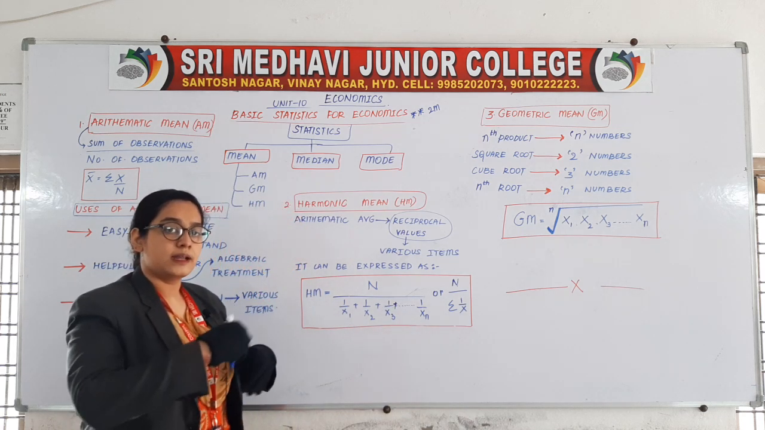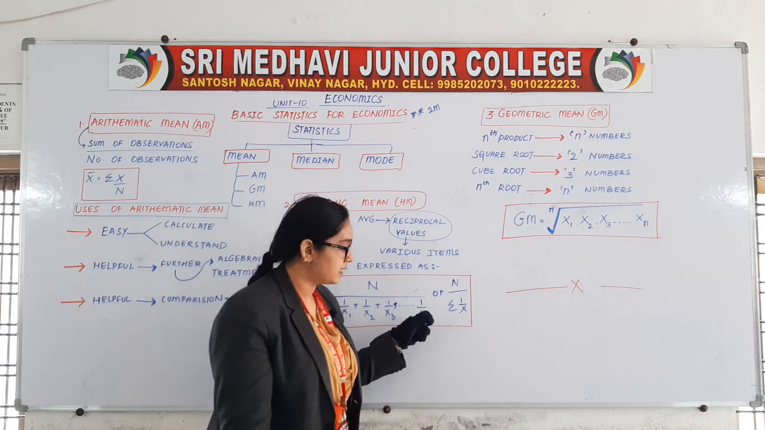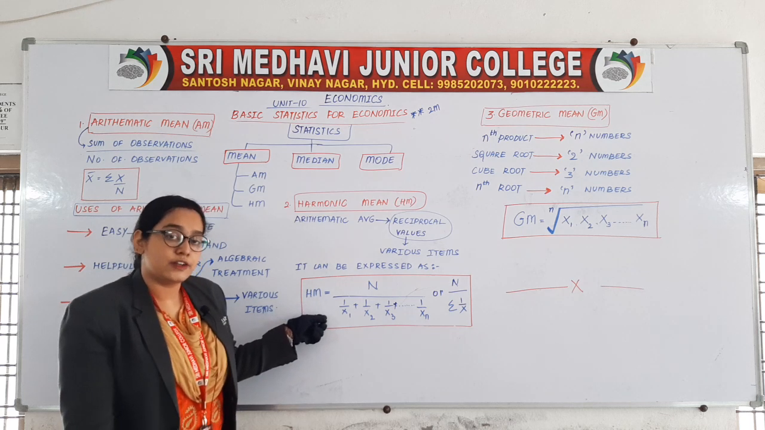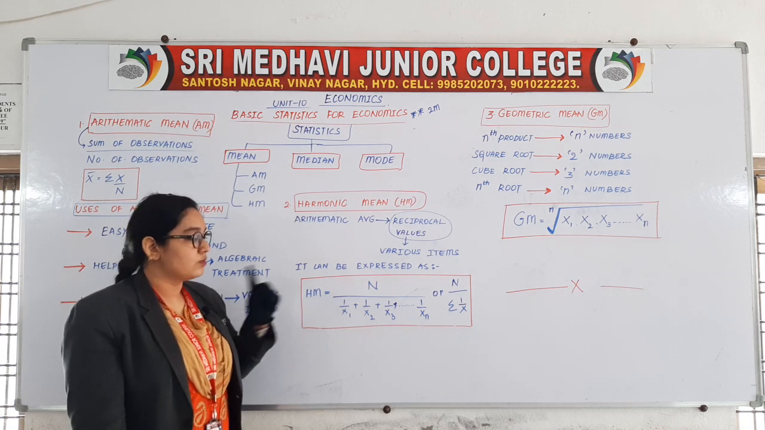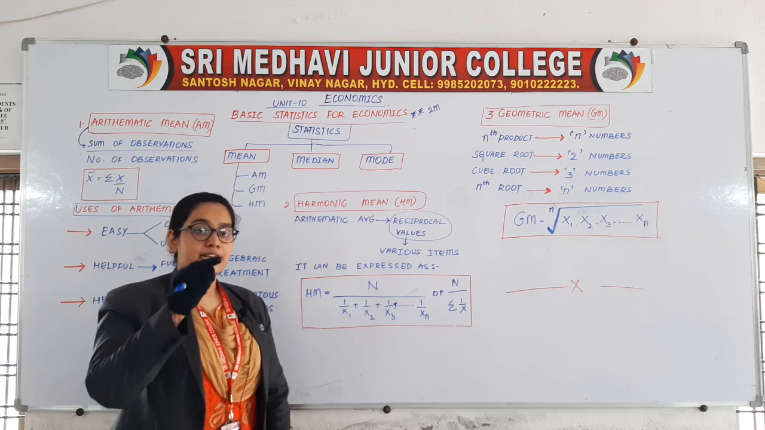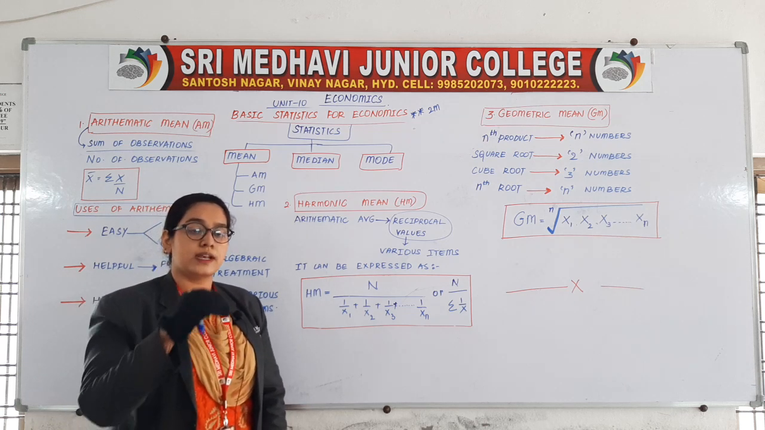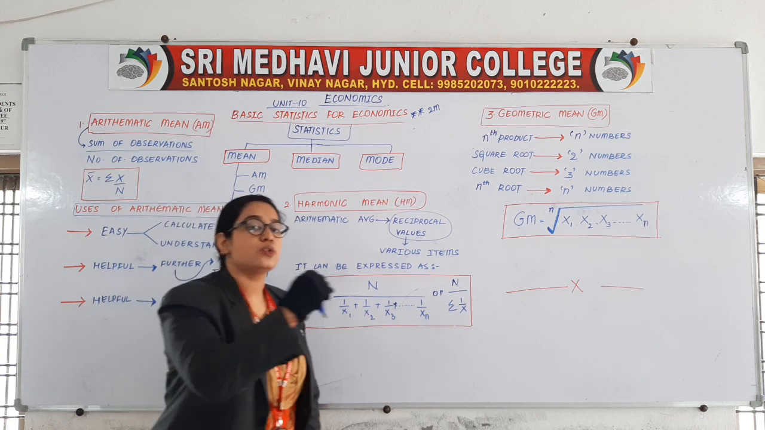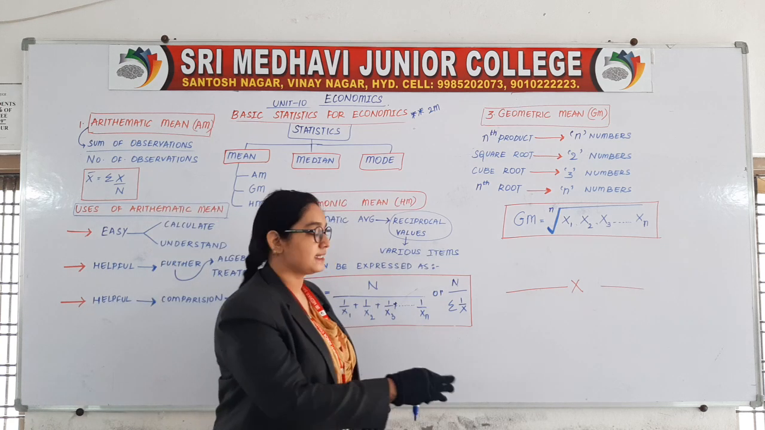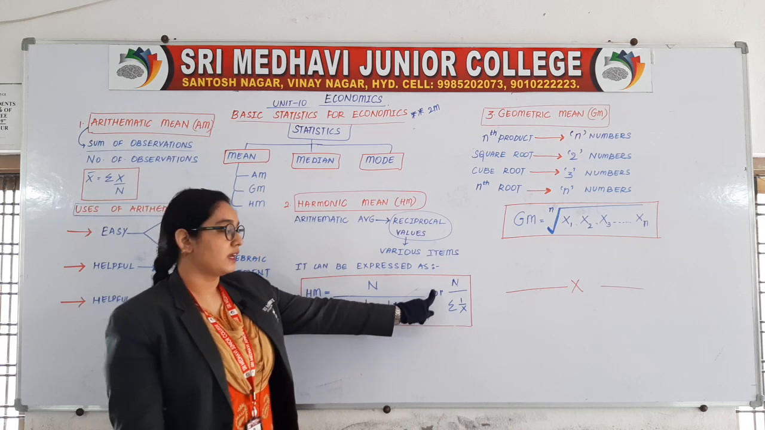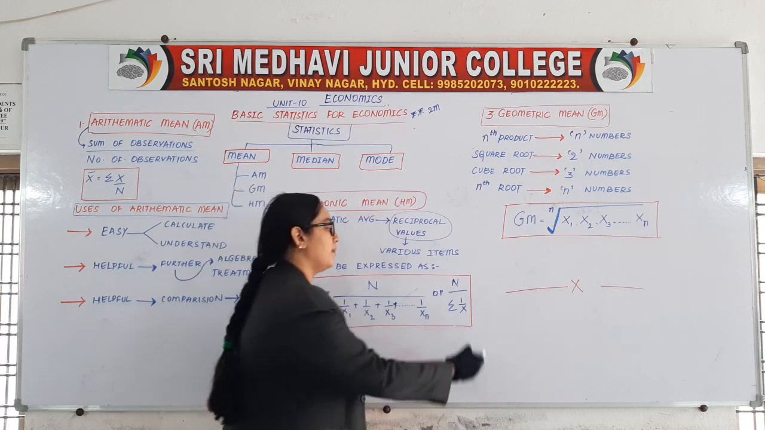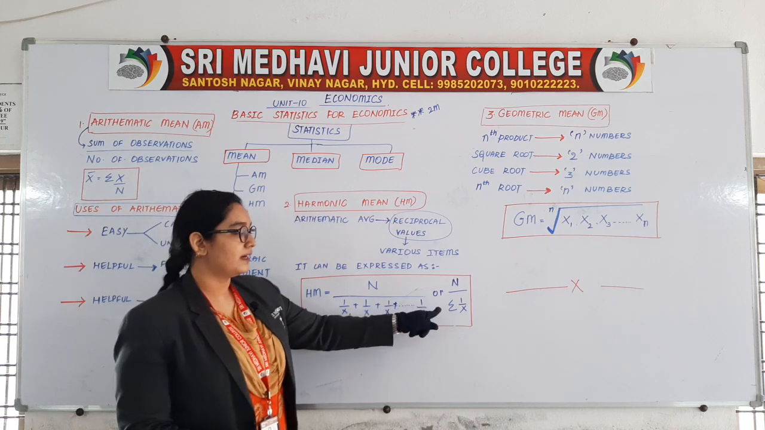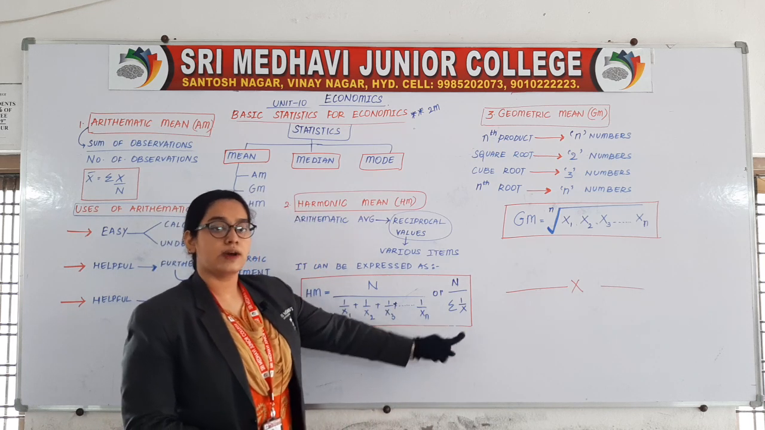We don't know how many numbers it is going to be, so we have considered some n numbers. So how to calculate the harmonic mean of any expression? By using this formula: capital N divided by 1 by x1 plus 1 by x2 plus 1 by x3 and so on up to 1 by xn, or in simple terms you can write it as capital N divided by summation 1 by x.